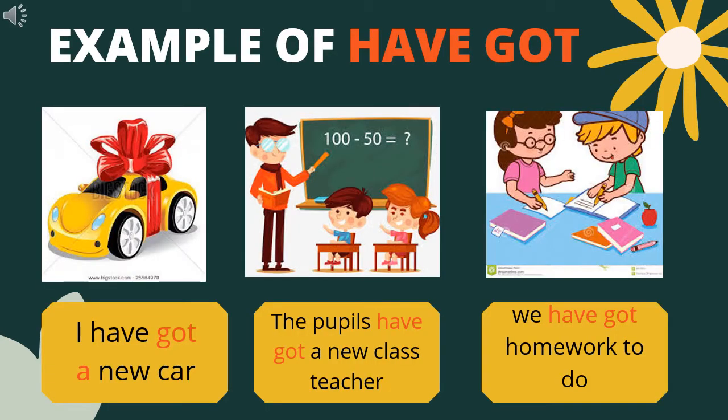Now, the examples of have got. The first one, I have got a new car. Second example, the pupils have got a new class teacher. The third example is, we have got homework to do.